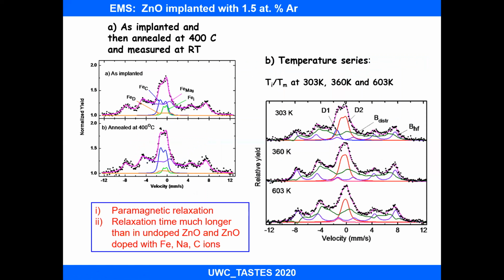In the case of argon implanted ZnO, there is quite strong structure, much stronger than in the carbon implanted zinc oxide case. After annealing, the structure is still there. And here we show the temperature dependence. See, at 600 K, it is still quite strong. So clearly the relaxation rate is much, much slower than in the case of carbon implanted zinc oxide. Again, here we have just 3 experimental points.